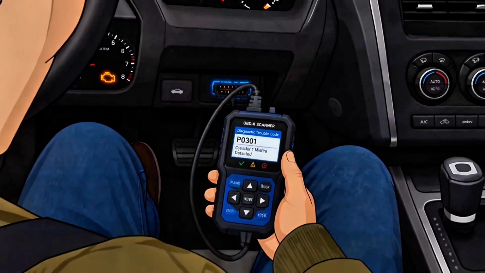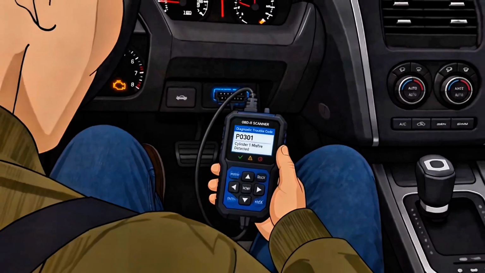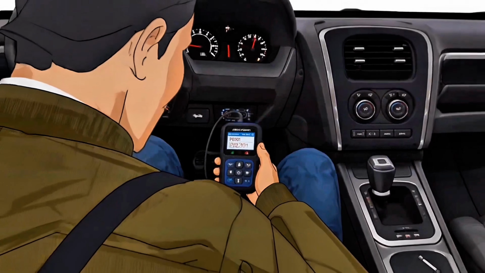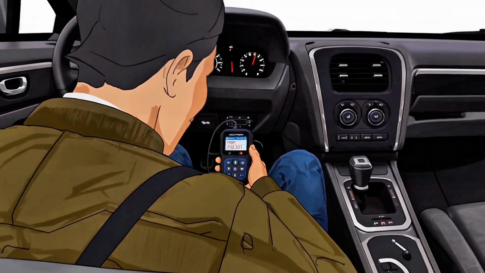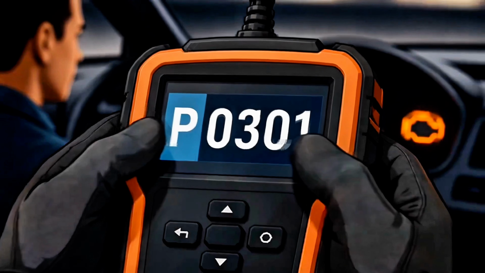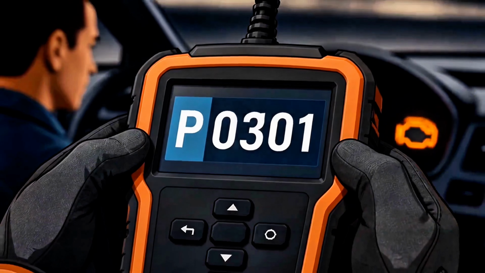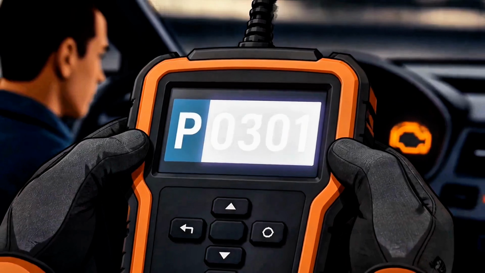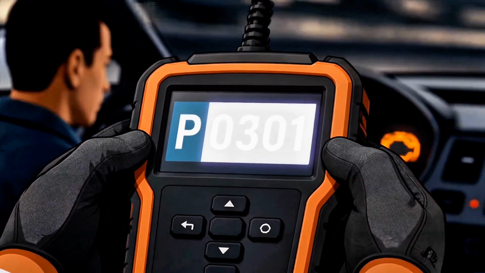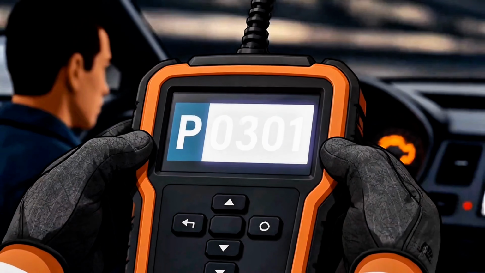Connect a compatible scanner, follow the scanner and vehicle instructions, and the computer may reveal a code like P0301. The letter P means the problem involves the powertrain, the engine, or transmission. The 0 generally identifies a standardized code, and the final numbers describe the condition the computer detected. P0301, for example, means the computer detected a misfire in cylinder number 1.